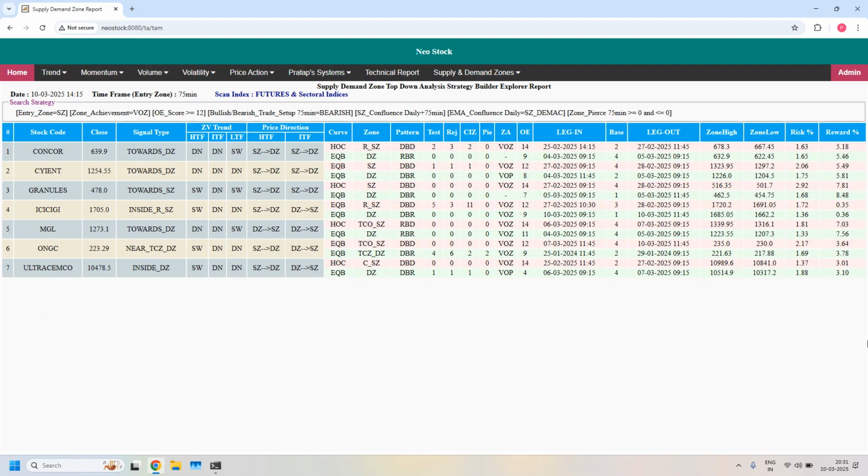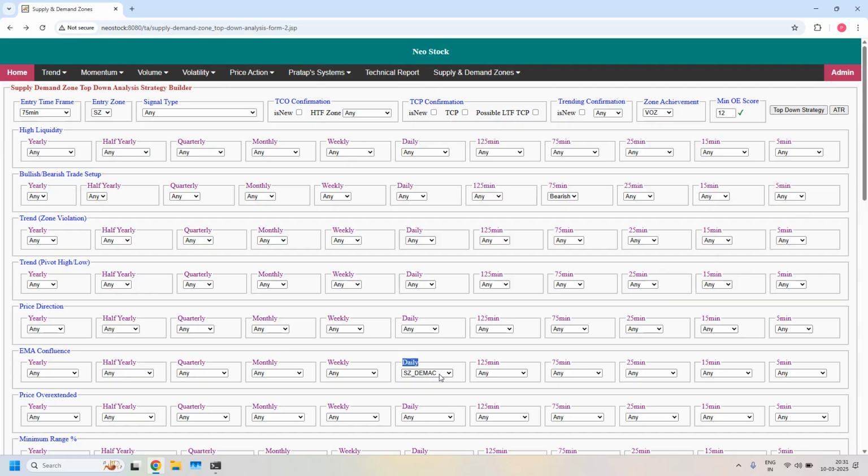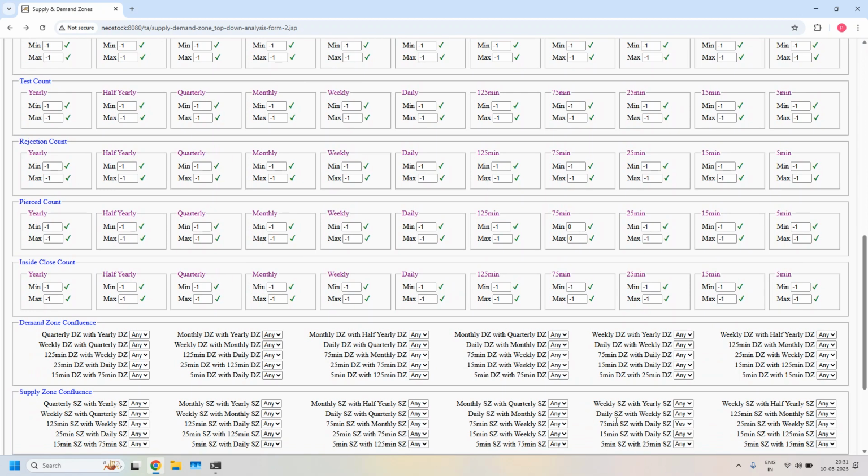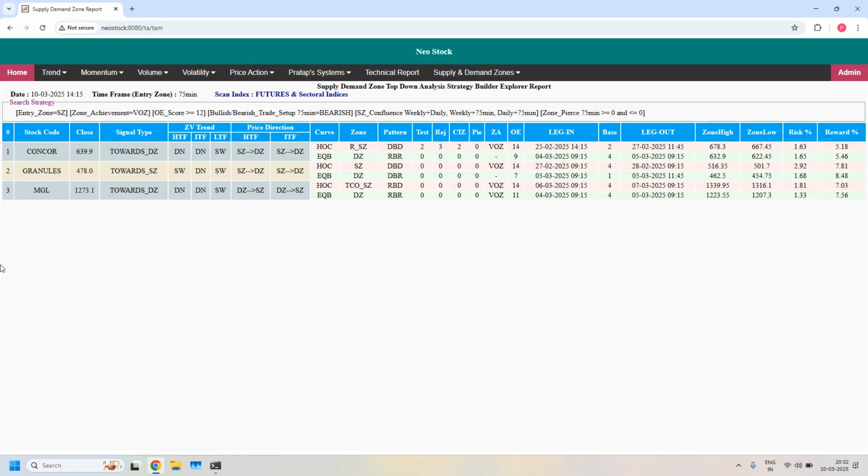Okay, next let us look into LTF, ITF, HTF supply zone confluence. That is 75 minutes, daily and weekly supply zone confluence. I removed the EMA filter. In the supply zone confluence, the first filter is already enabled. Next, 75 minute supply zone with weekly supply zone confluence. Daily supply zone with weekly supply zone confluence. All 3 filters, we got 3 stocks.